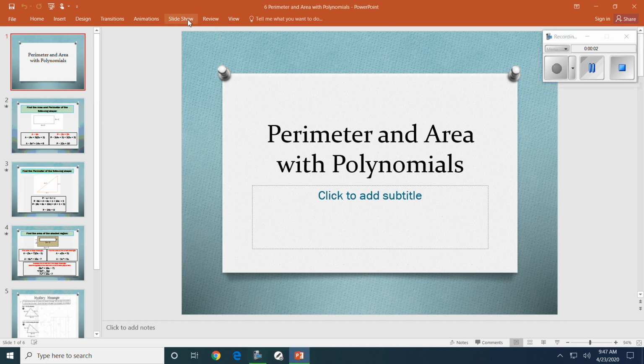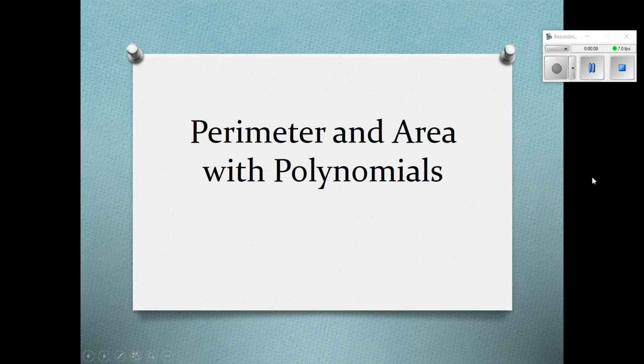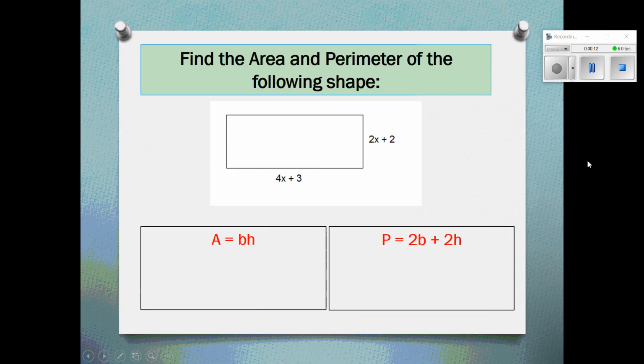Today we're going to use what we've learned about adding and subtracting and multiplying polynomials to figure out the area and perimeter of some shapes. So first you see here a rectangle, and if you remember, the area of a rectangle can be figured out by doing base times height.